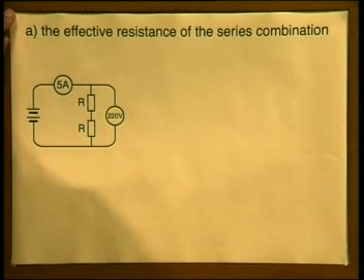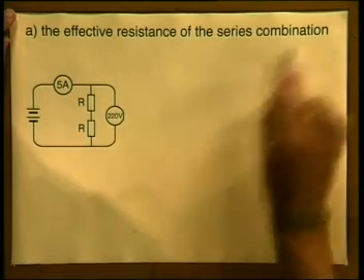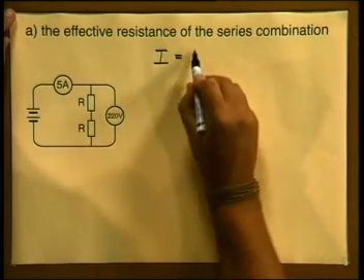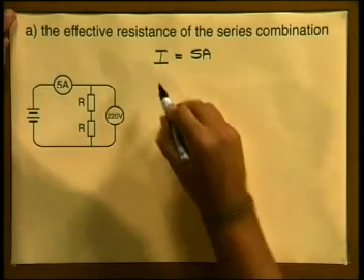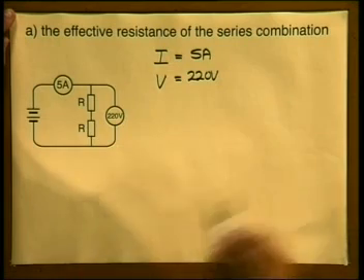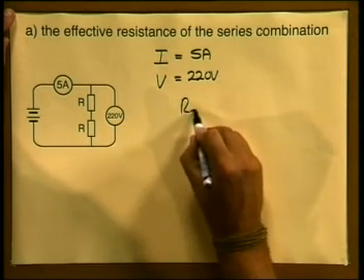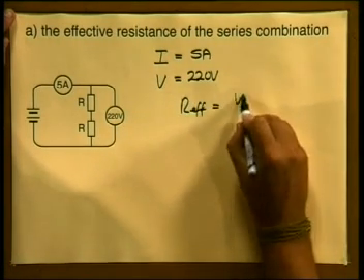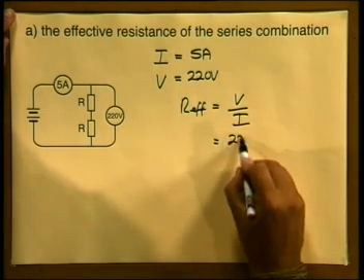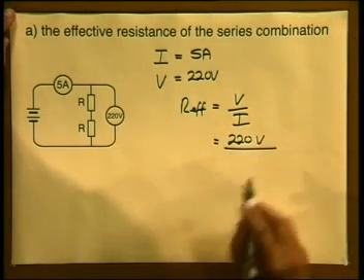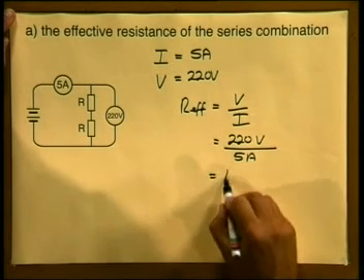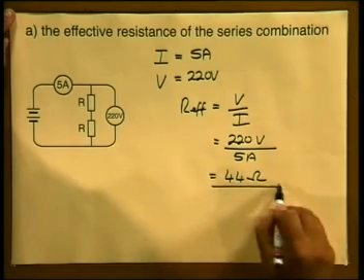So let's answer part A, the effective resistance of the series combination. We write down our information that the current is equal to 5 amperes. The potential difference is 220 volts. Therefore, using the equation, R effective is equal to V divided by I. We substitute in our values. V is 220 volts. I is equal to 5 amperes. 220 divided by 5 gives us a value of 44 ohms.